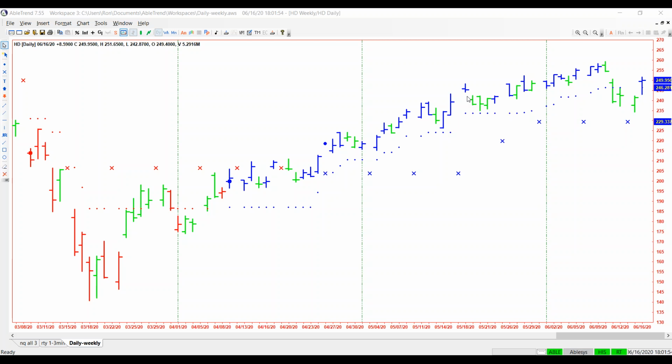We use the Abletrend TS indicator. That's the algorithm that we use. That's been working so well for many years now. So it's really been very helpful for everyone. I have a Home Depot chart up here. This is a daily, weekly combination because Abletrend works for all different styles.